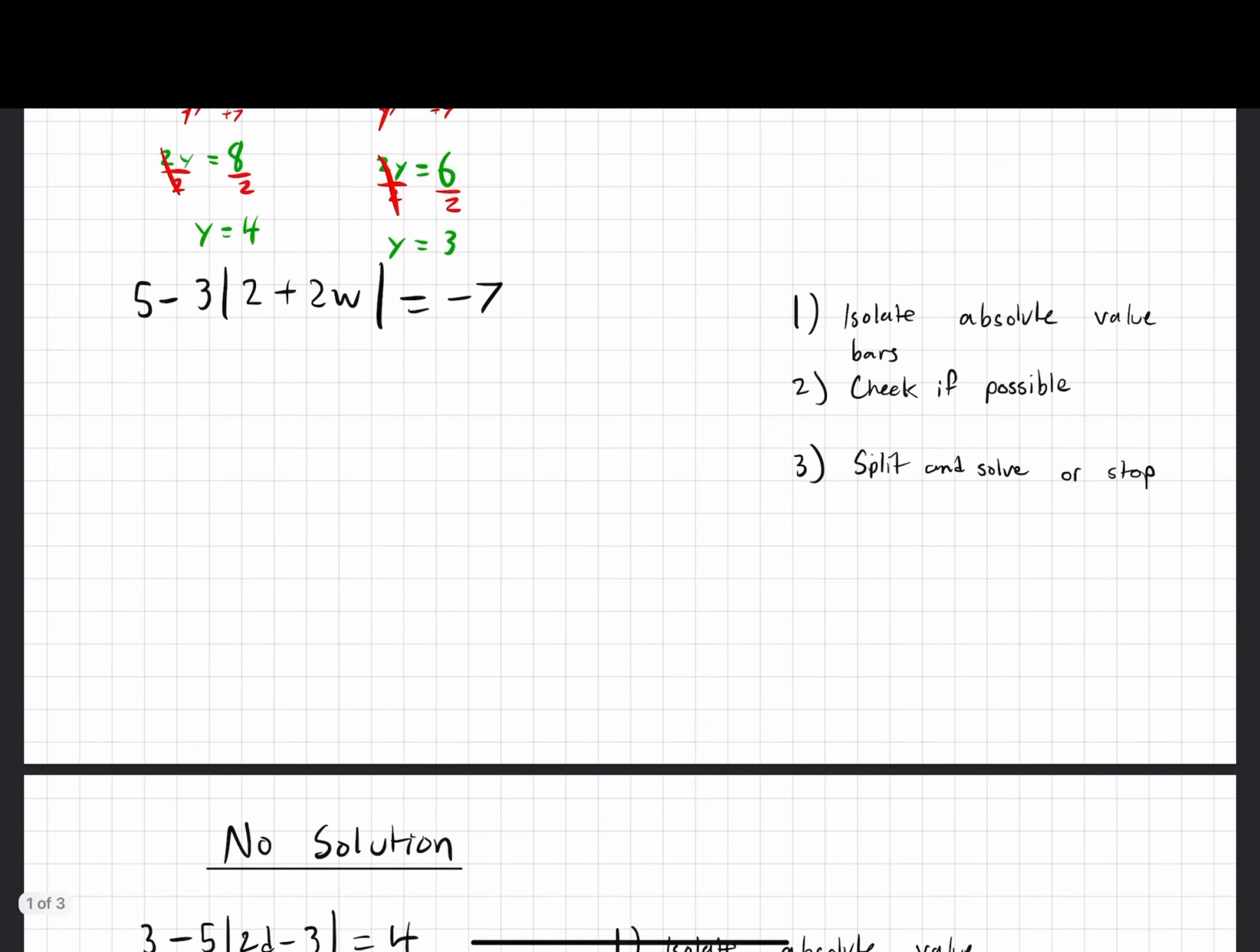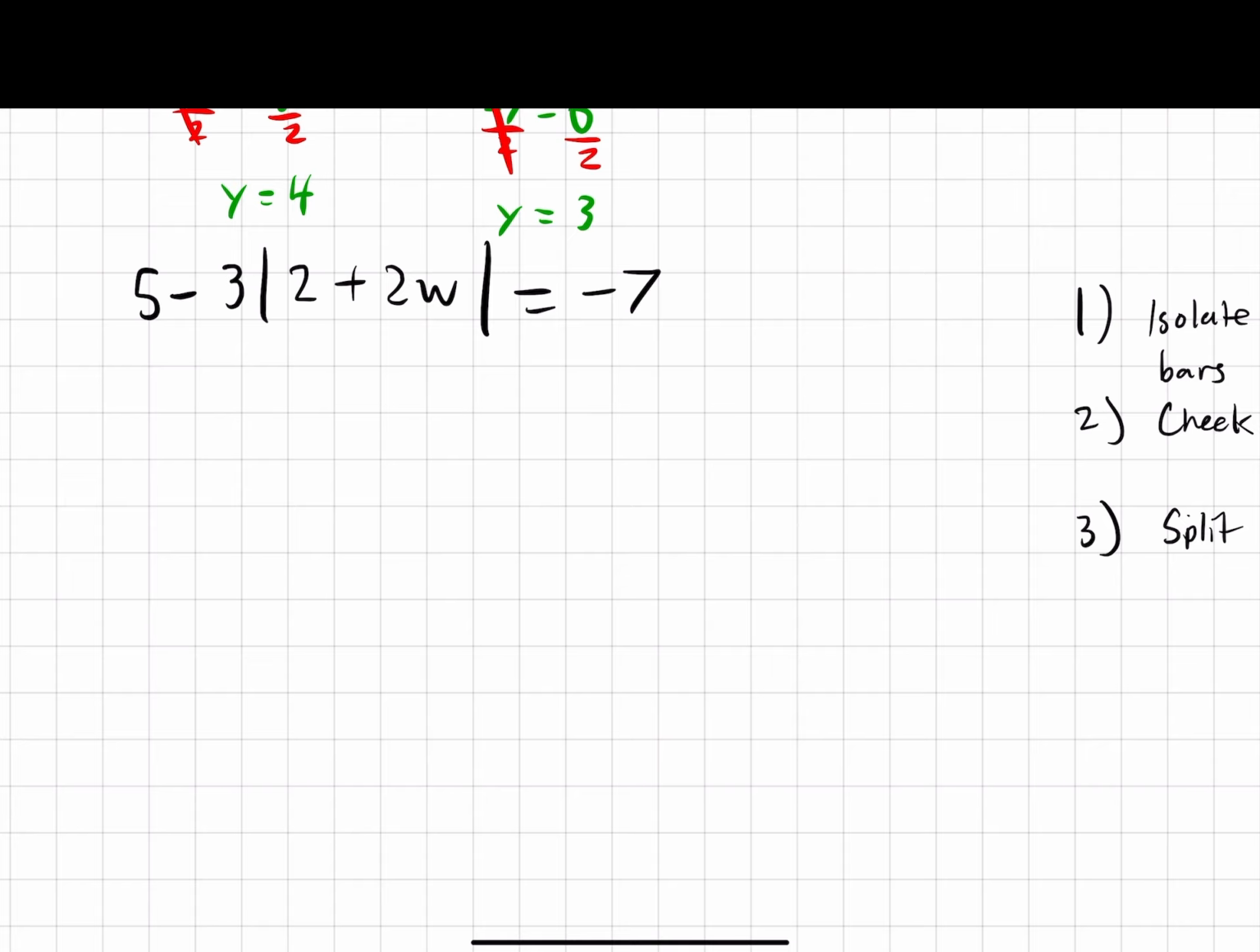We don't know if this is going to have 1 solution or no solution. Let's see. Always do the opposite of PEMDAS to get things by itself. So one thing you don't want to do is 5 minus 3. I see that very often.